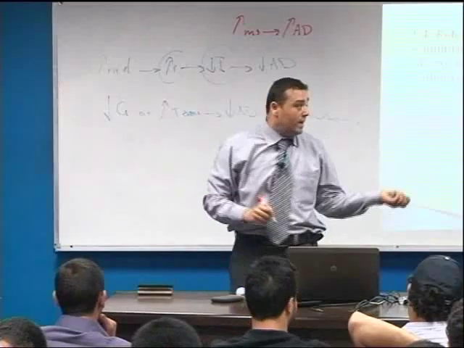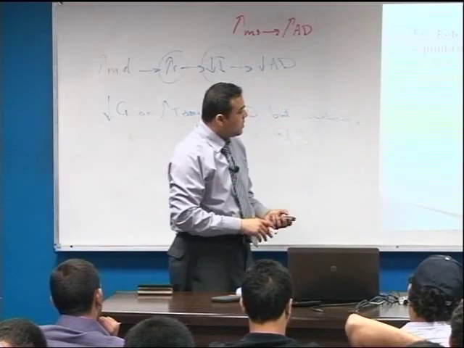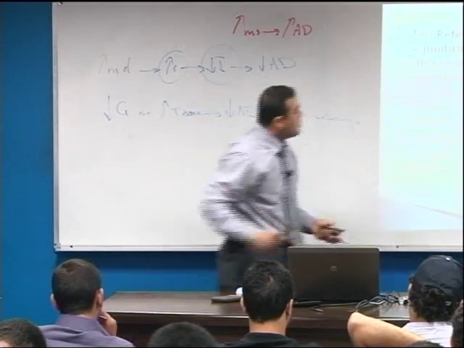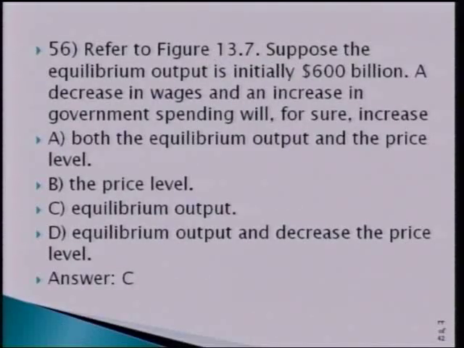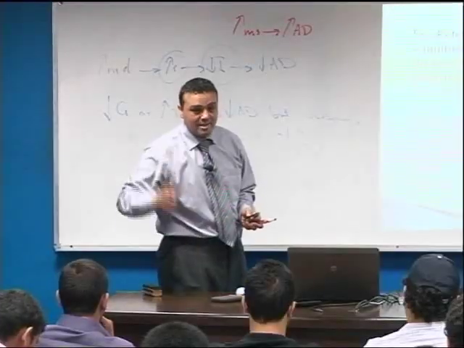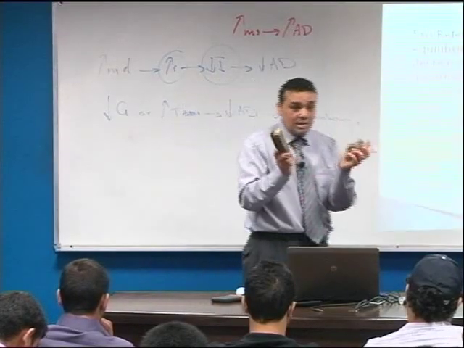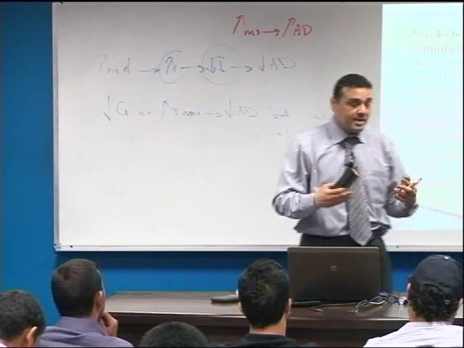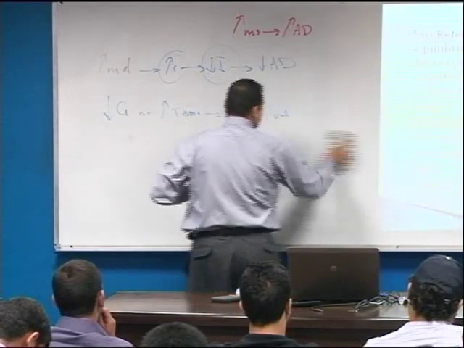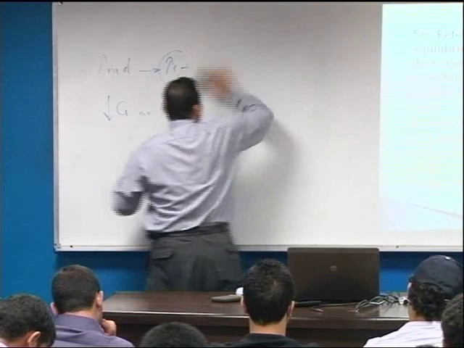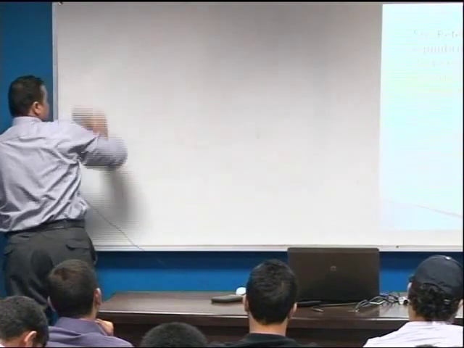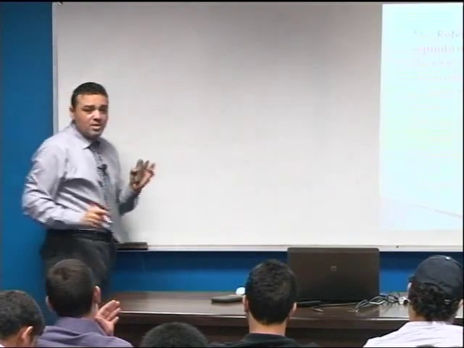صح؟ هذا السؤال. So suppose, or they refer to the figure, suppose the economy or the equilibrium output is initially 600 billion, a decrease in wages and increase in the government spending. شو بيعمل؟ في الاجريجيت output. هلا كنا عند الانيشال عند الايكويليبريم تمام؟ والاسامبشن إنه صار في عندي decrease في الويجز وانكريز في الجفرمنت سبيندينج. هذا شو بيعمل؟ Let's do the analysis.